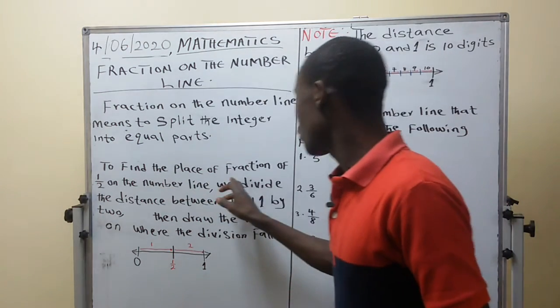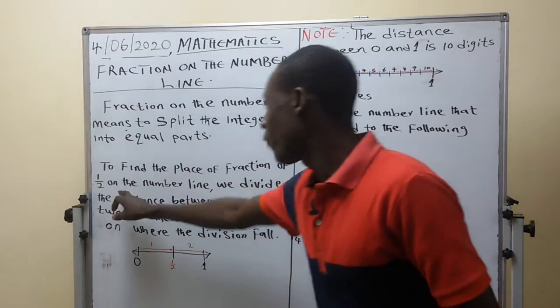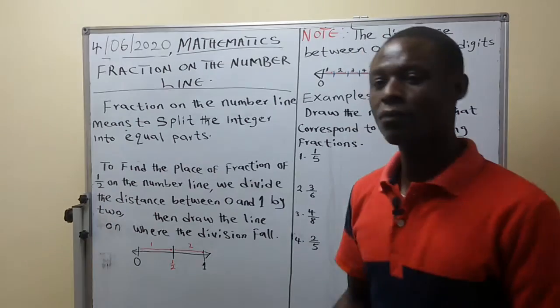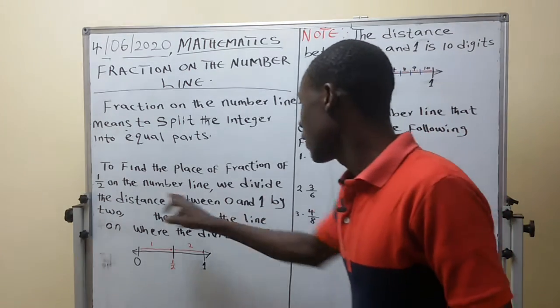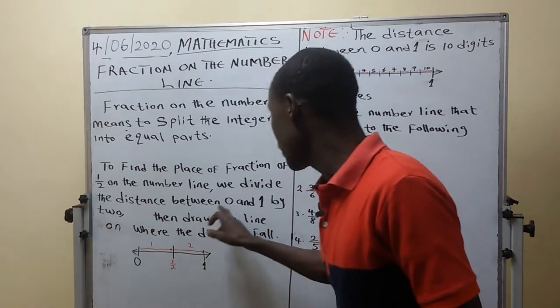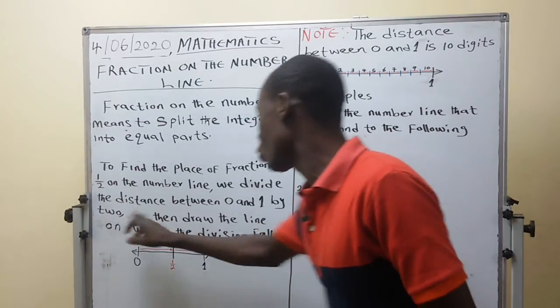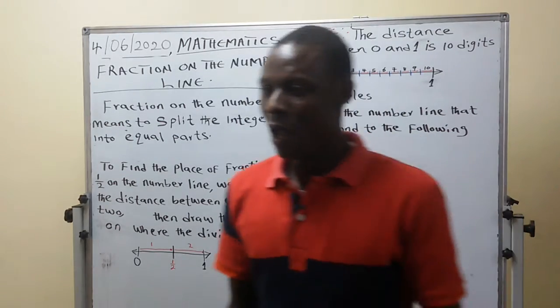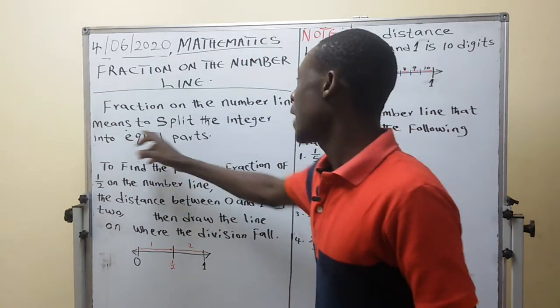To find the place of the fraction 1/2 on the number line, we divide the distance between 0 and 1 by 2. Before I go on, what do we mean by integer?